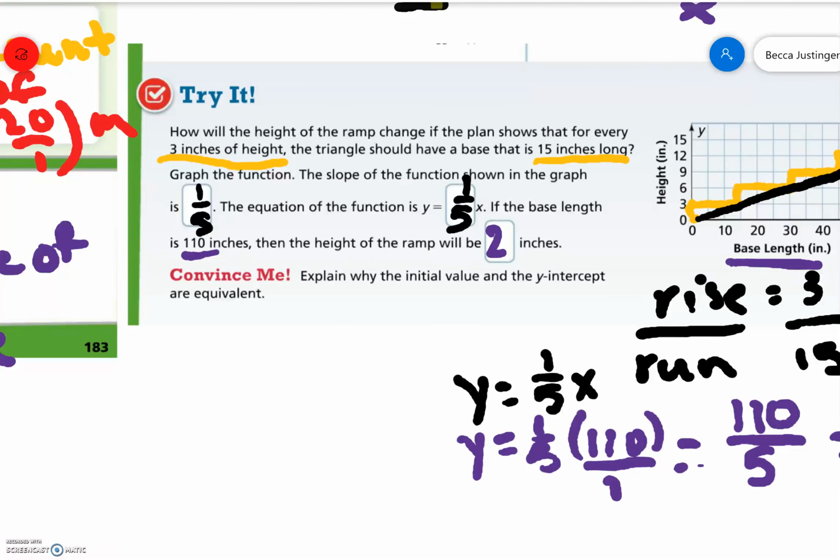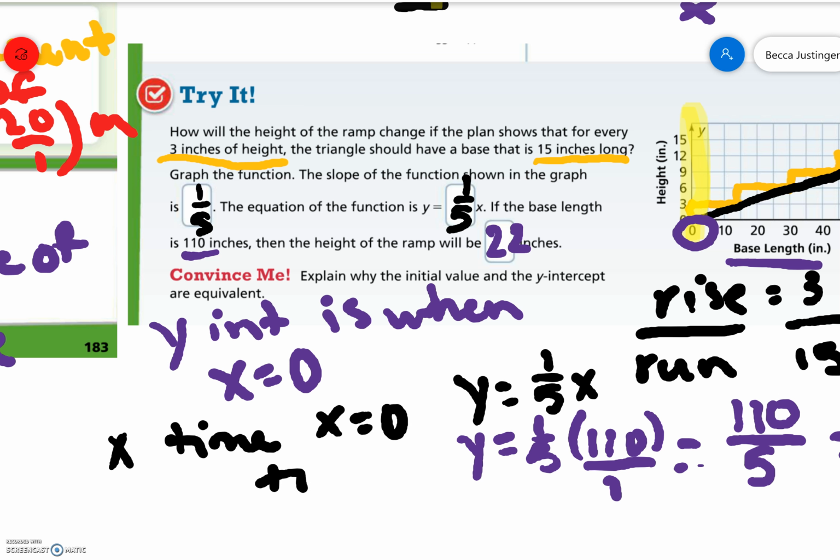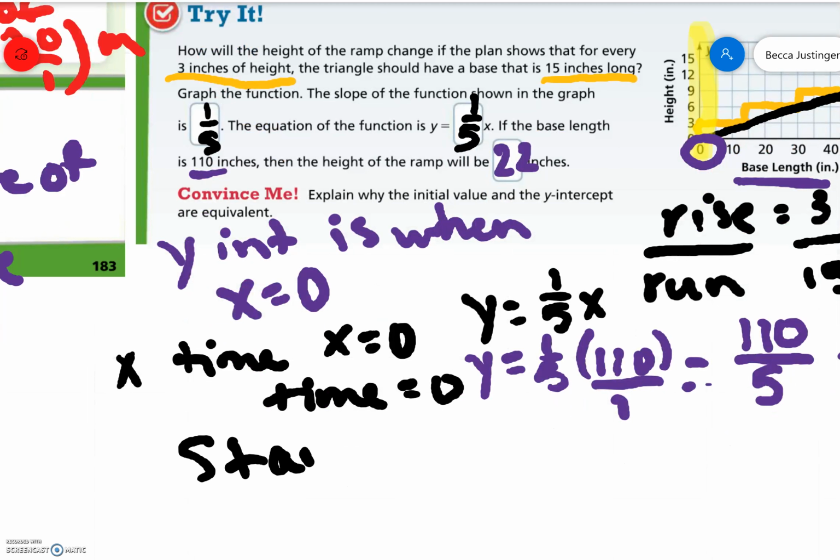So the height of the ramp will be 22 inches. Explain why the initial value and the y-intercept are equivalent. The y-intercept is when x equals 0. And what that means is, look, y-intercept is on the y-axis. You follow it down here, x is 0. So that is the initial value because x usually stands for time. So when x is equal to 0, our time is 0, meaning that's where we start.